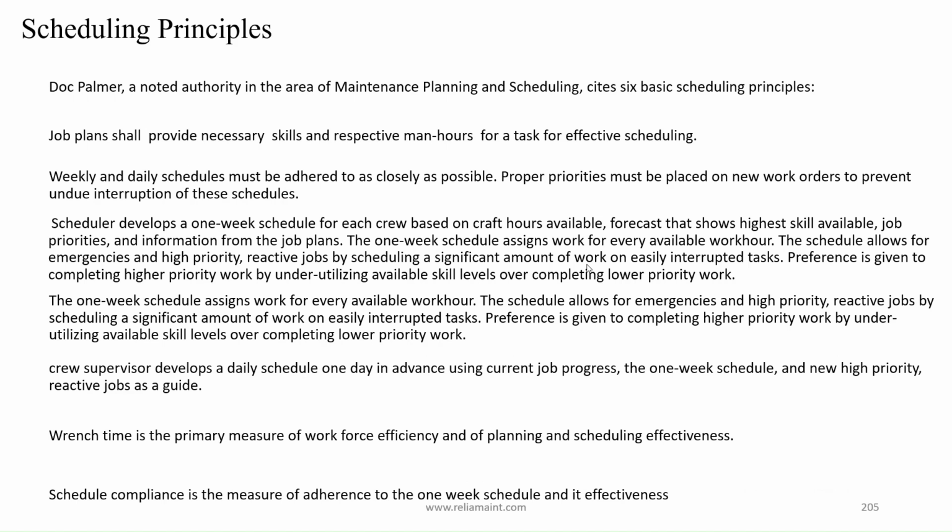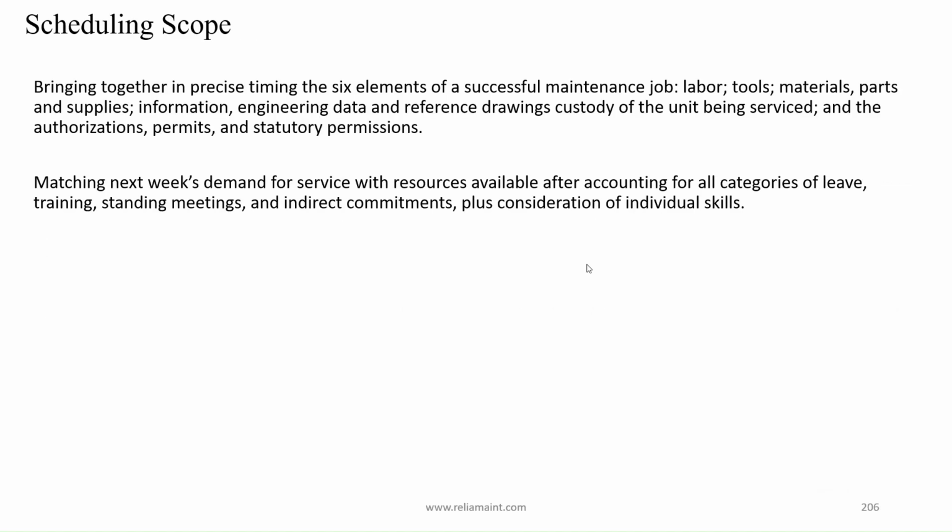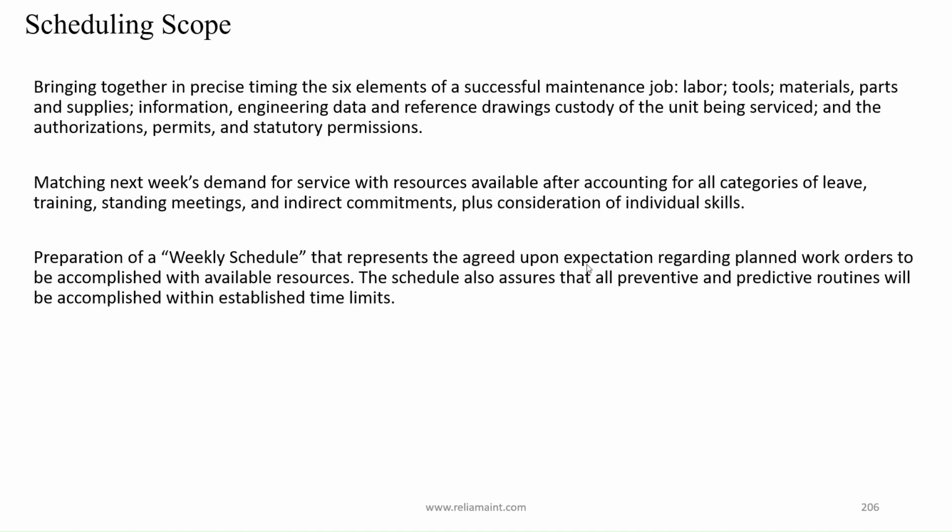Wrench time is the primary measure of workforce efficiency and of planning and scheduling effectiveness. Schedule compliance is the measure of adherence to the 1-week schedule and its effectiveness. Scheduling scope: bringing together in precise timing the 6 elements of a successful maintenance job: labor, tools, materials, parts and supplies, information, engineering data and reference drawings, custody of the unit being serviced, and the authorizations, permits, and statutory permissions.